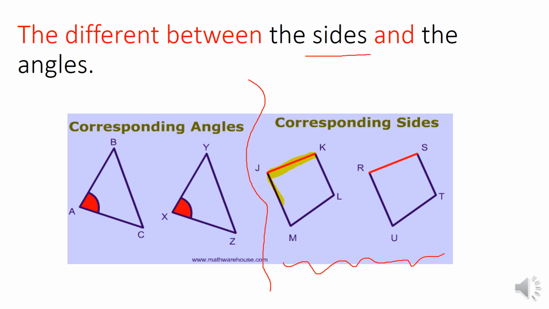Another straight line will be the second side, the third side, and the fourth side. So I can say that for this shape, I have four sides. So you should keep in mind that the sides mean the straight lines. Now, let's study what I mean by the angles.